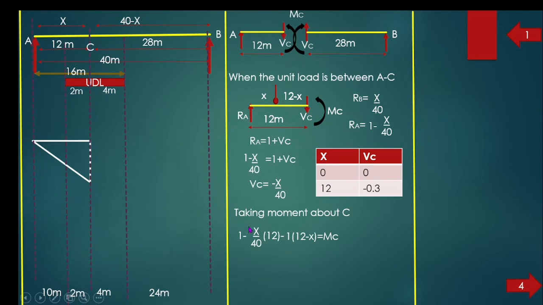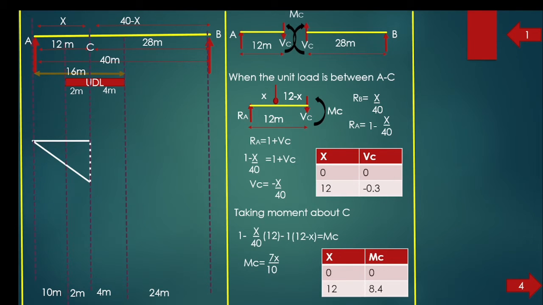Now we have to simplify this expression. If we simplify, we get the moment at C as 7x over 10. If we now tabulate the data to get the points, we know that our major point of interest is at C, 12 meters from A. So we can take when x is 0 and when x is 12 to plot the influence line for the moment at C. When x is 0, the moment at that point is 0. And when x is 12 meters, it will be 7 multiplied by 12 divided by 10, and we get 8.4 as the ordinate at that point.